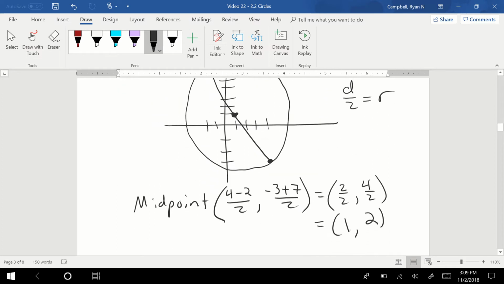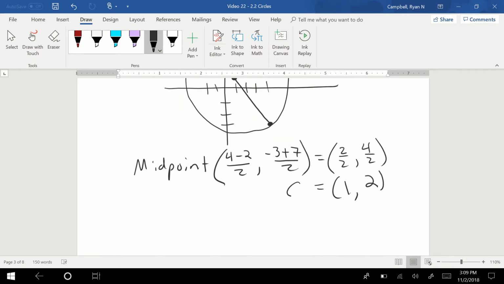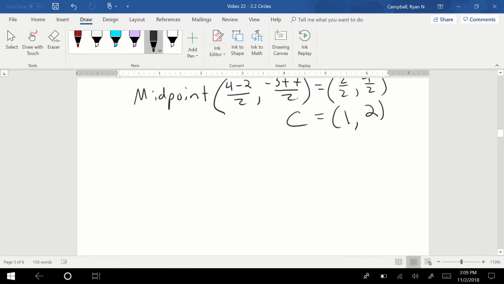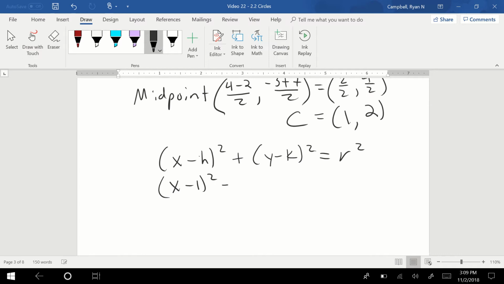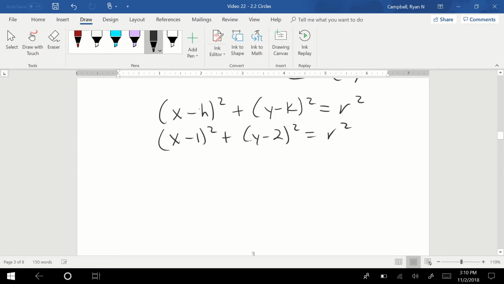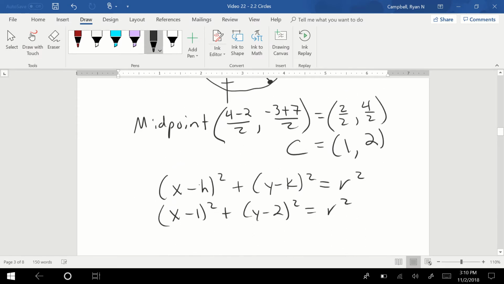So now we have our center, right? So this is the center of our circle. So we can already put that part in. So remember, it's x minus h squared plus y minus k squared equals r squared. So we can plug in our center. So x minus 1 squared plus y minus 2 squared equals r squared. So now what we got to do is figure out r.